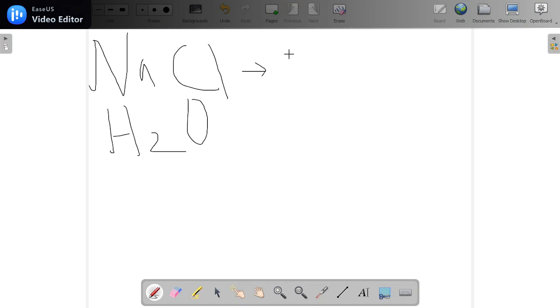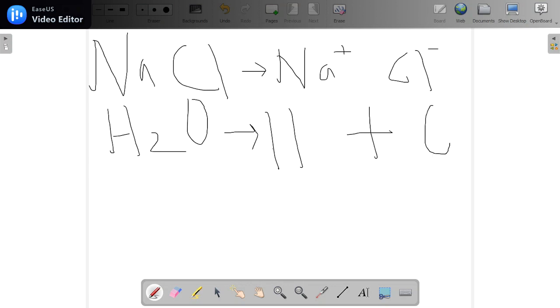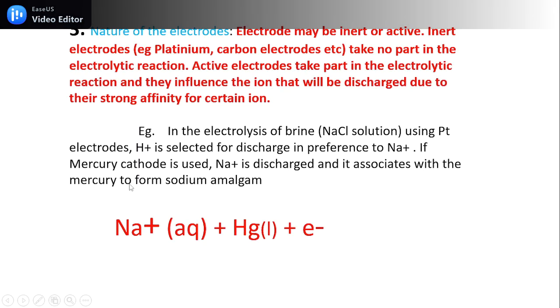This will be Na+, as the electrolyte compound decomposes to Na+ and Cl-, and from the water we have H+ and OH-. So what does it say? It states that in the electrolysis of brine, sodium chloride solution, when we use platinum electrodes, H+ is selected.